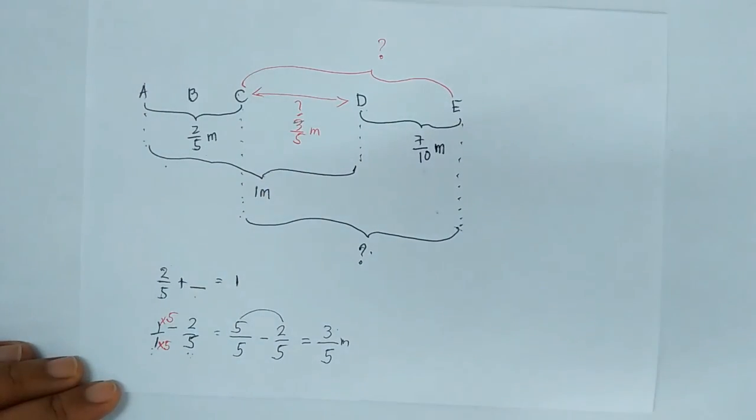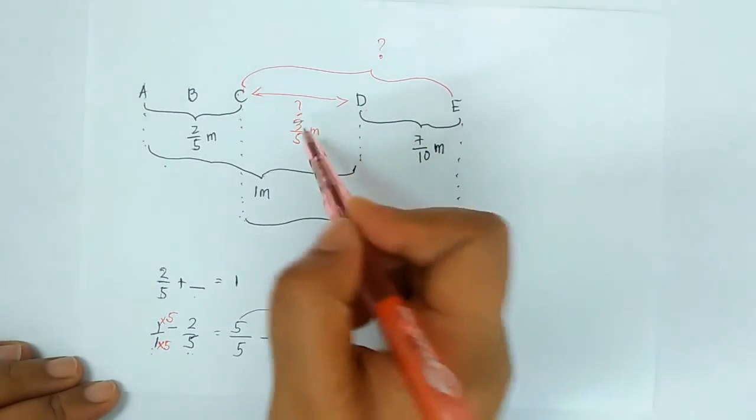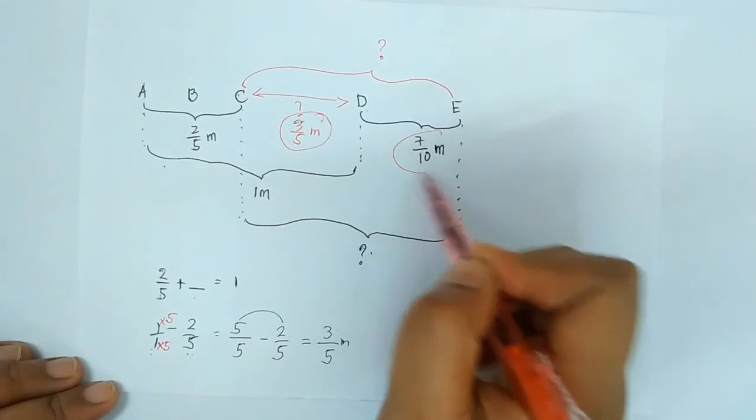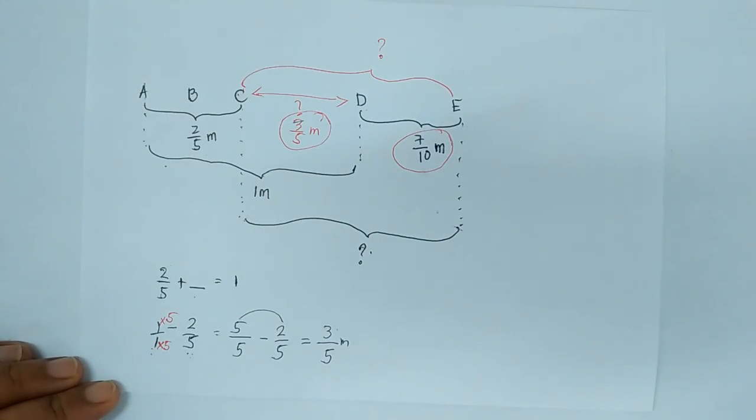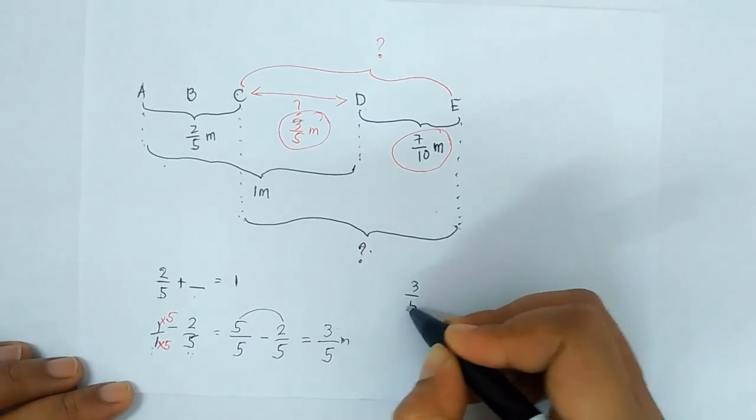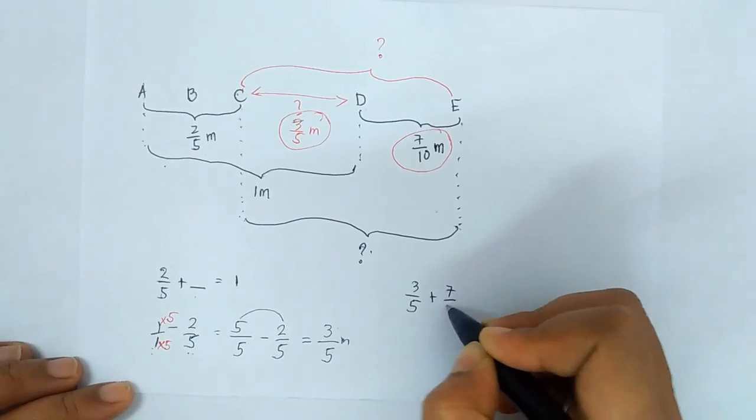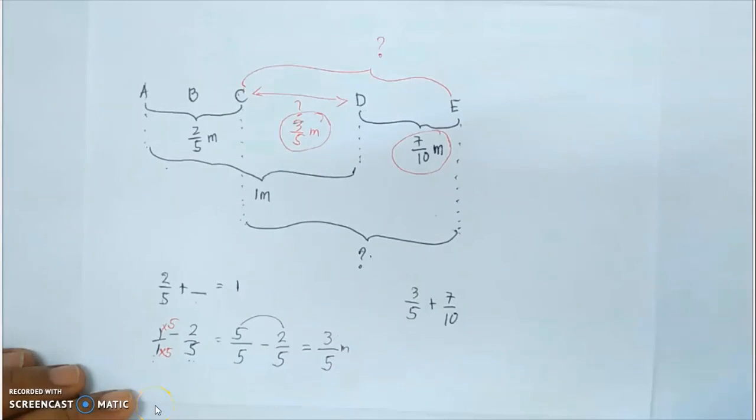Find now the distance from C until E. So we have 3/5 meters here and 7/10 meters. What are we going to do? Add. Very good. So 3/5 plus 7/10. Okay, you may continue the working to find the final answer.